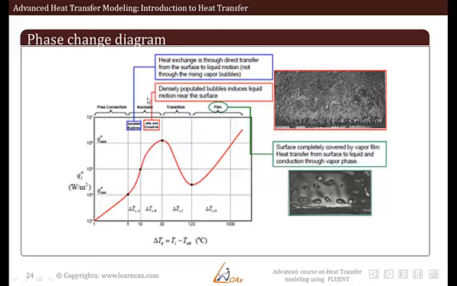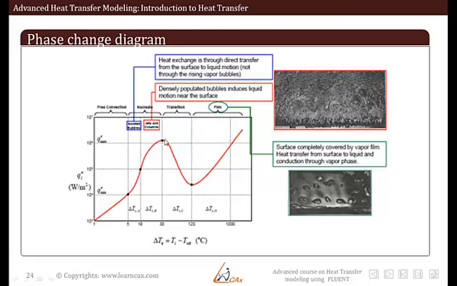And after that nucleate boiling starts, and here we have isolated bubble formation in which the heat exchanges through direct transfer from the surface to the liquid motion, not through the rising vapor bubble. And after that we have the jets and columns region, in which the densely populated bubbles induce liquid motion near the surface. So this happens within nucleate boiling.